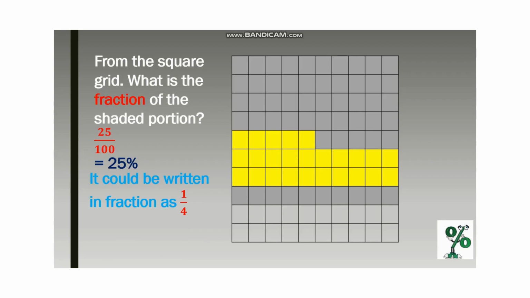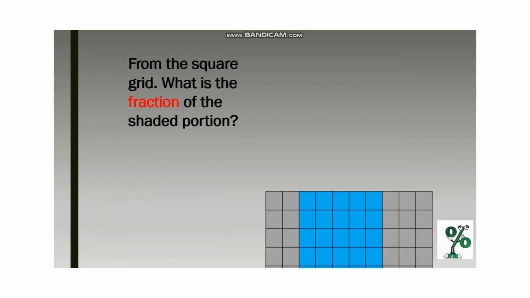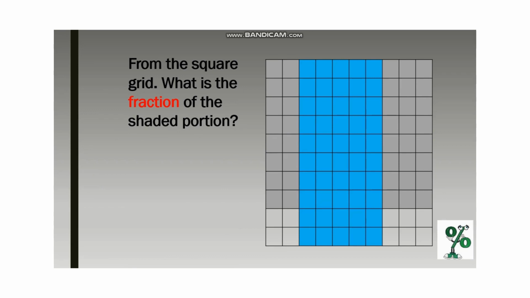All right, so let's look at another one. How many are shaded here? We see that 50 boxes are shaded out of 100, and that is 50 out of 100, which could be written as 50% because it's basically half of it. If you reduce that, it could be written as 1 over 2 in fraction, and also it could be written as 0.5 in decimal.